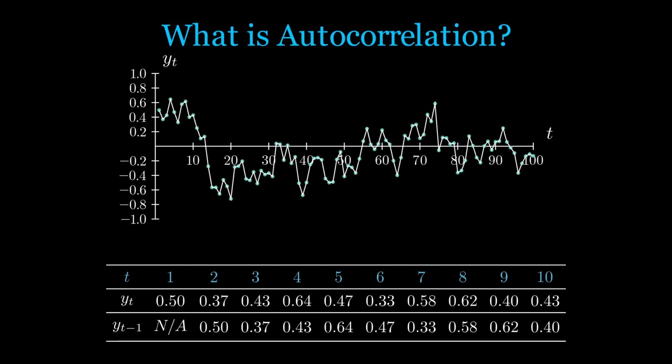Looking at the last row in the table, we create it by shifting the values from the row above it forward one step. For example, take the value at time 1 in y_t and shift it forward. It becomes the value for y_{t-1} at time 2. Similarly, the value at time 2 shifts over to become the lagged value for time 3. We repeat this process for every single time step. It's the exact same numbers, just delayed by one time step.